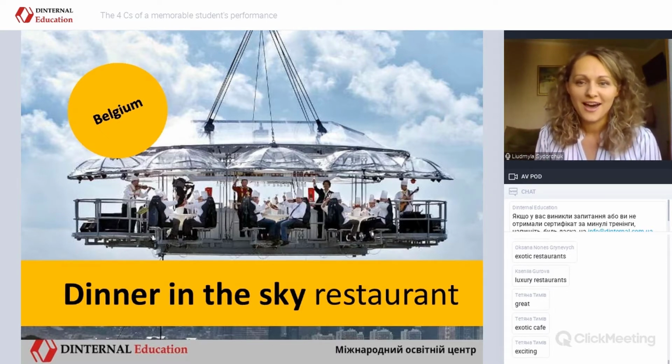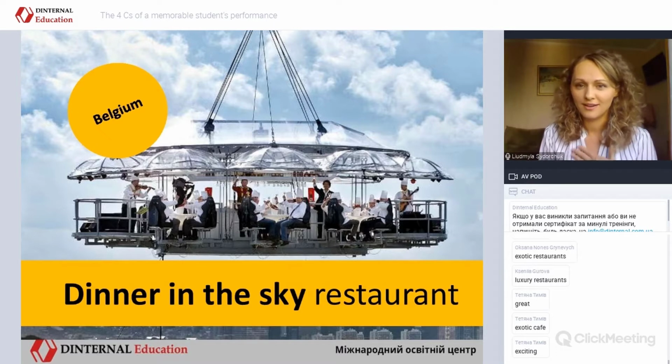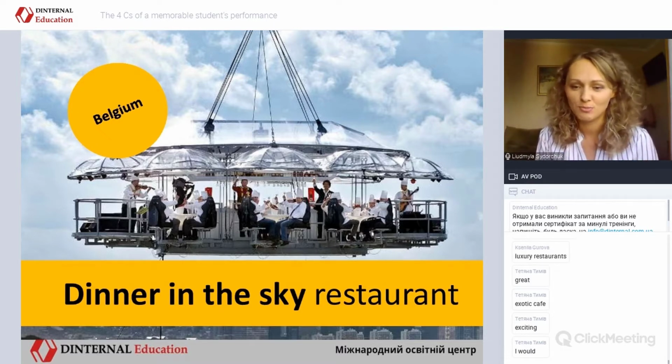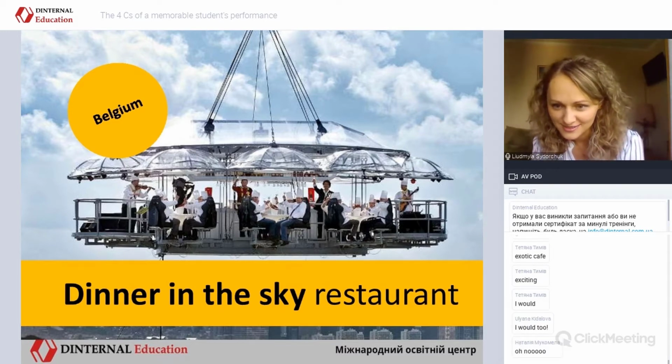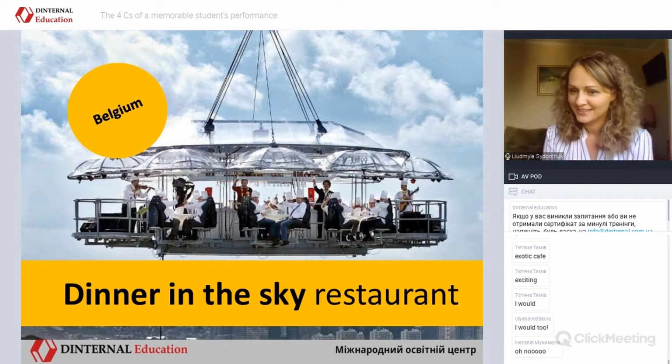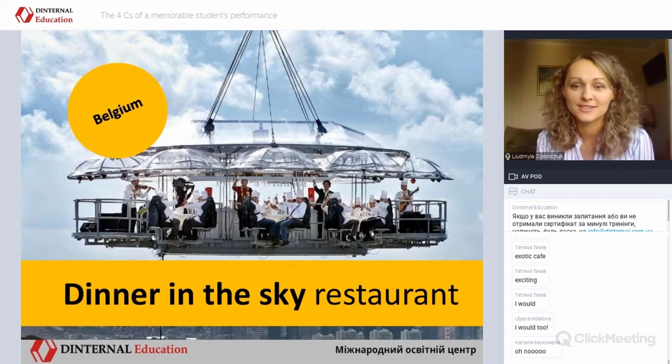Well, what about you? Would you love to have your dinner somewhere high in the sky, in this Dinner in the Sky restaurant? Well, personally, I'm afraid of heights, so for me, it's definitely not my choice. But Tatiana would love to try it. I would probably choose the undersea restaurant in the Maldive Islands. Uliana would love to. Natalia, no. Yeah, it's the same with me. Oh, no. Probably I would choose some other options.